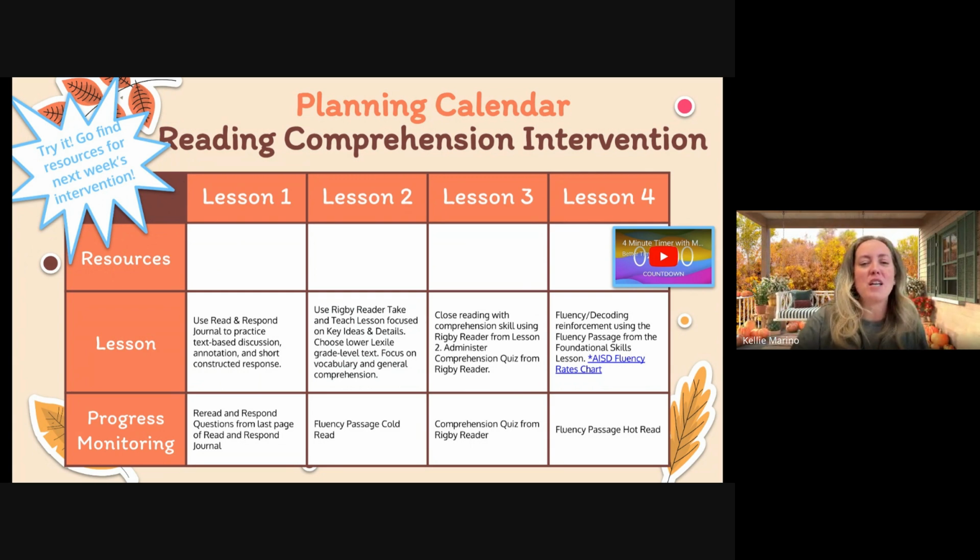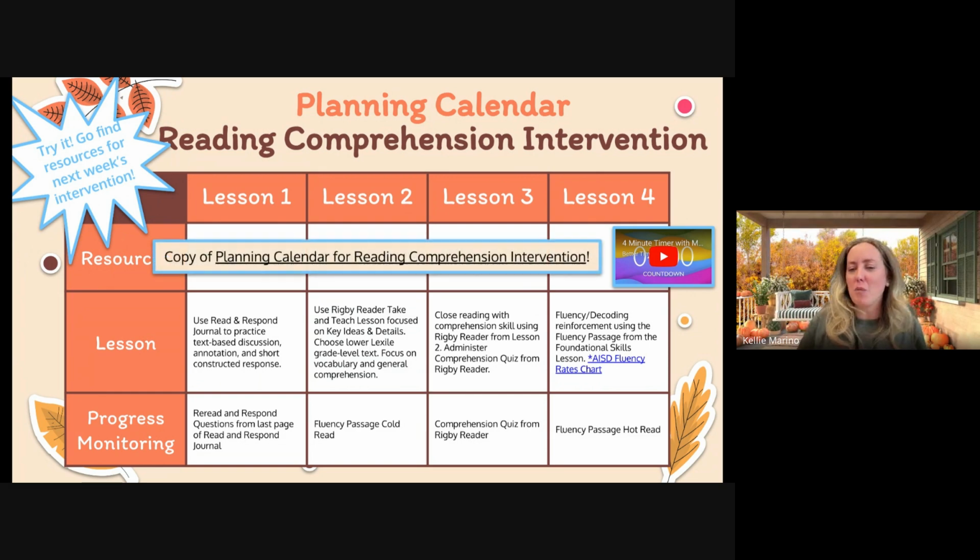Here in the chat, we have linked a copy of the planning calendar for reading comprehension intervention. This is your copy. You can change it, you can add to it, you can do all sorts of fancy things. Maybe you only have time for 3 lessons, maybe you want to do 5, whatever you think would be helpful, but here is the lesson structure I would recommend. So I'm going to give you 3 minutes or so to go try that out and see how it goes. How does it go finding resources for next week?